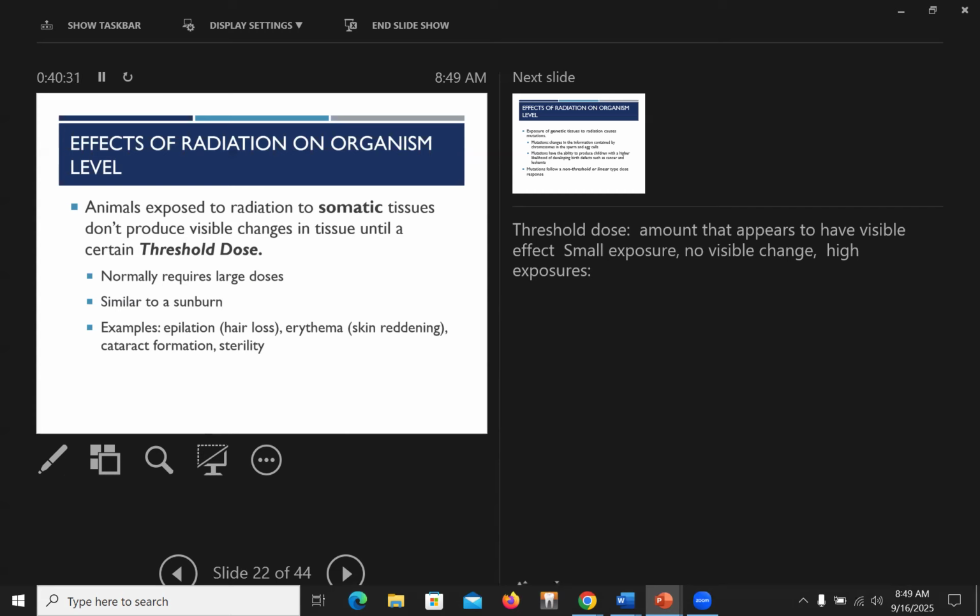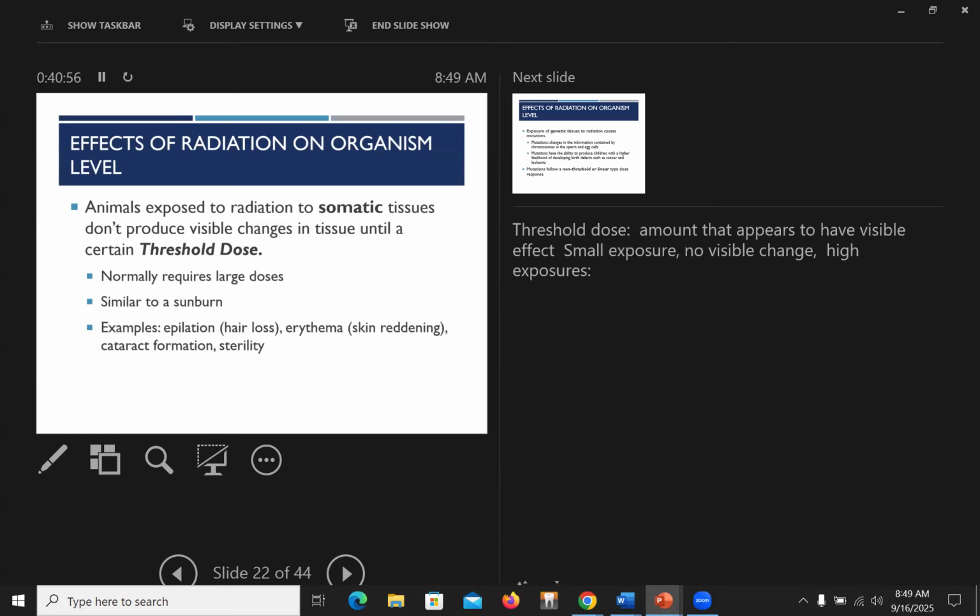An example of this is epilation, the hair loss when people are going through chemo and radiation. They don't lose their hair right away. They lose their hair after maybe their second dose or something like that. Erythema, skin reddening, and cataract formation also don't happen right away. They happen after a certain amount of dosage.